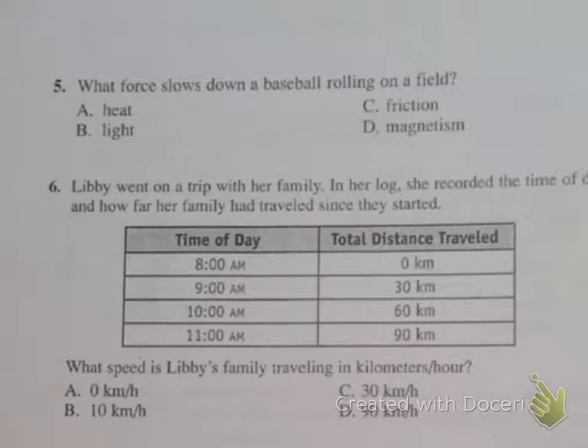Number 5. What force slows down a baseball rolling on a field? Is it A, heat, B, light, C, friction, or D, magnetism?